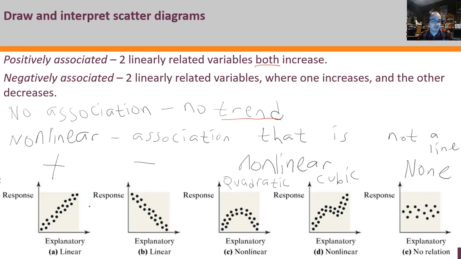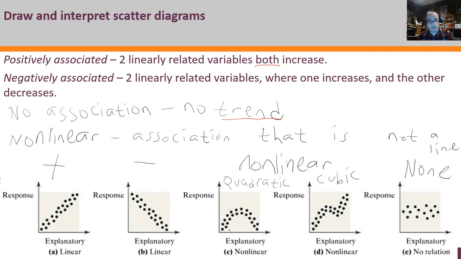These first two here are both linear. This one goes up on both the x and y axis, so this is a positive association. This one is a negative association because as x increases, y decreases. This last one has no linear relationship. It has no relationship at all because we can't see any type of increase or decrease for either the x or y variable.